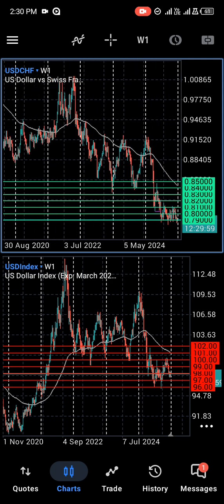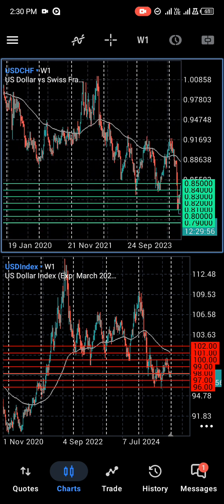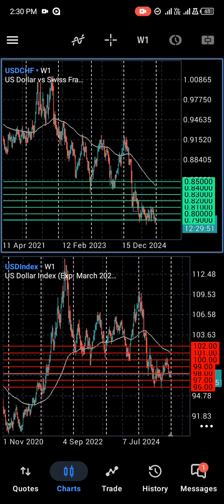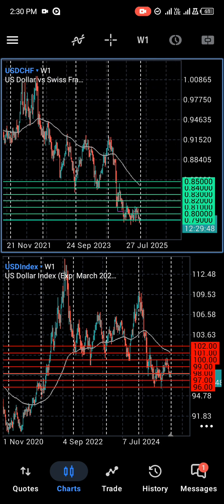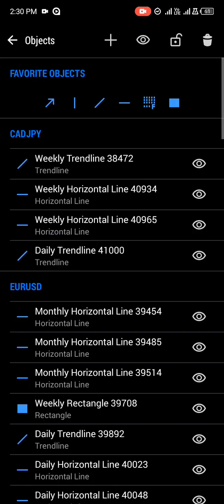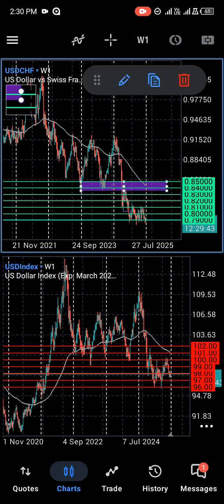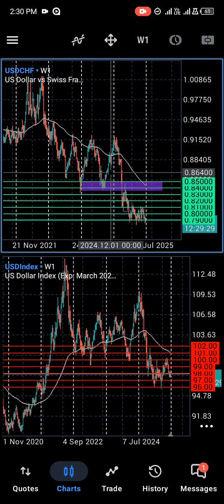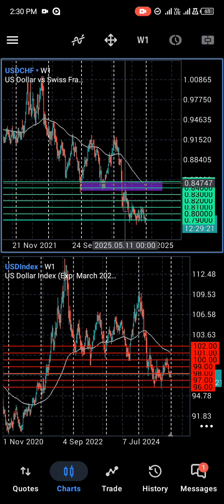You can see that initially the USD CHF was on a downtrend. We are on the weekly time frame, and on this zone we had this support zone where price didn't want to break. At first we had this reaction. It came to this zone and then plummeted to the upside. The second time it came to this zone and plummeted to the upside. It later broke this support zone, and whenever a support zone is broken it becomes a resistance.